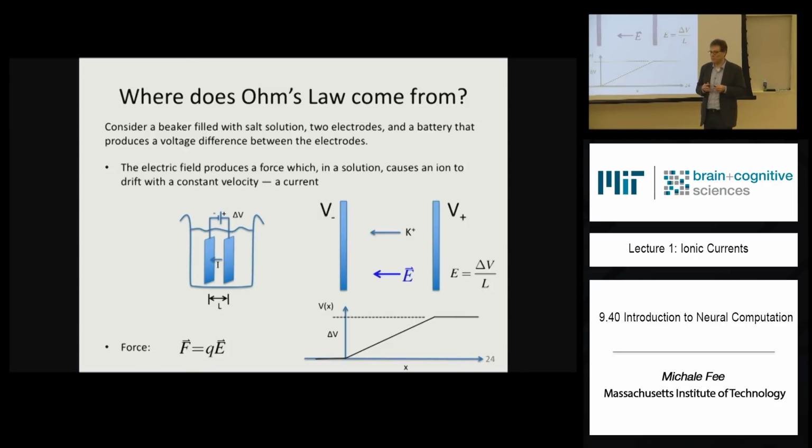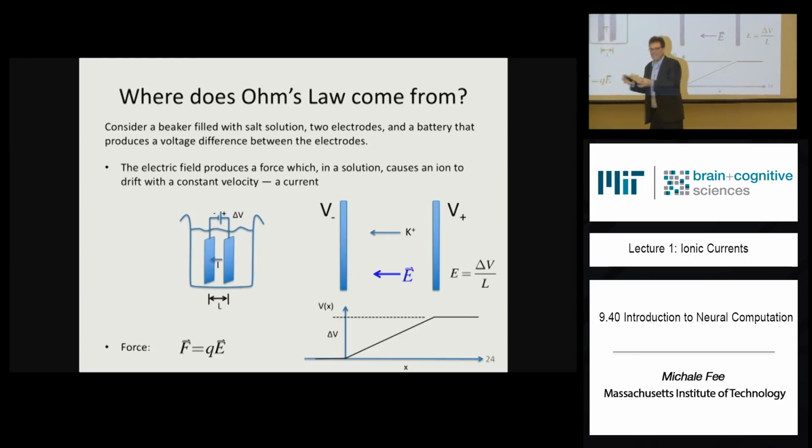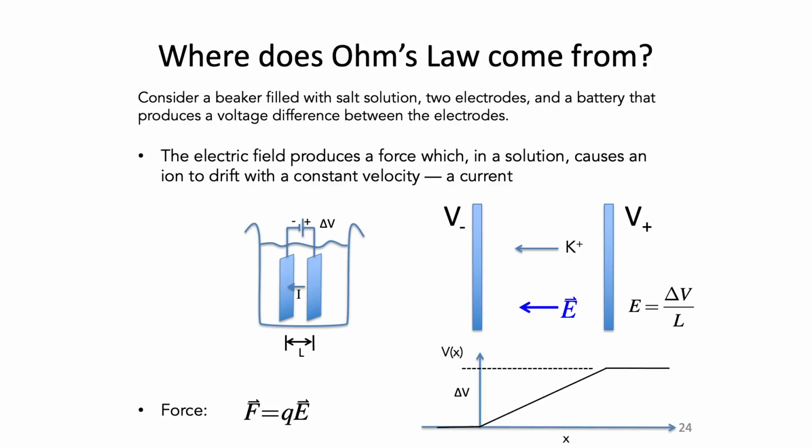Why is that? Because there's stuff in the way. And so it accelerates and then gets hit by a water molecule, right? And it gets pushed off in some direction. And then it accelerates in this direction and gets hit again, right? But it's constantly being accelerated in one direction before it collides, okay? And so here's what happens.